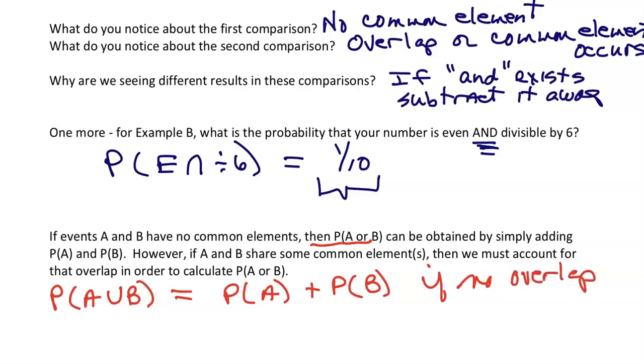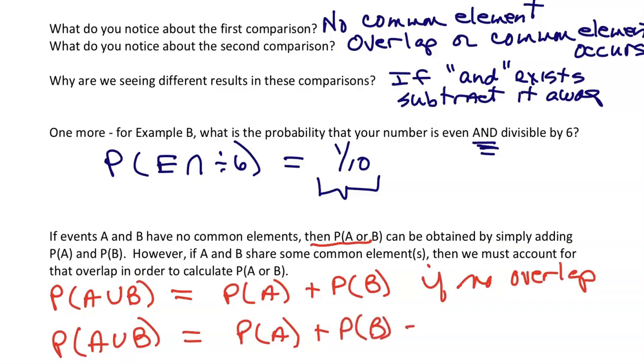However, if A and B share some common elements, then we must account for that overlap in order to calculate the probability of A or B. So, look what we have to do. This is our new equation. If I know there's an overlap, then I have to subtract away the probability of A and B. That is your overlap. If your overlap is 0, there's no need to think about it. All right, so let's keep going.